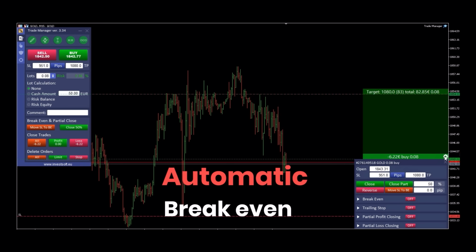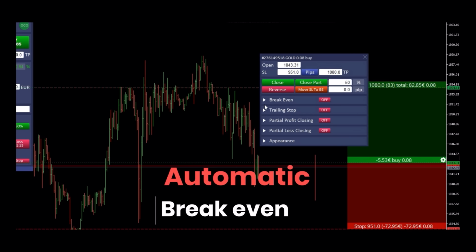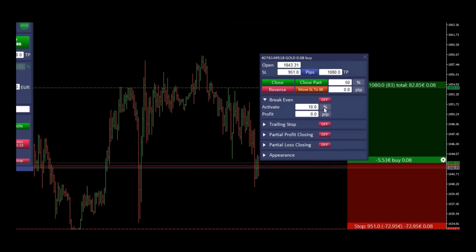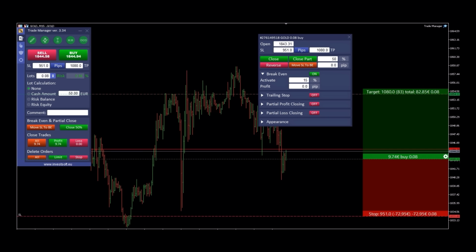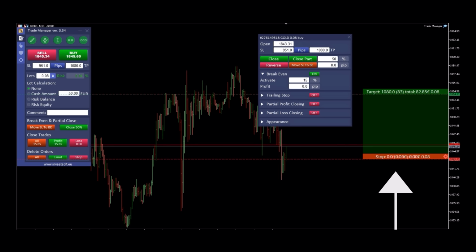Break even is a feature that aims to reduce the risk to zero for trades that start earning. To use this function, simply specify the activation level of the function and the profit protection level. When the price reaches the defined level, the program will automatically move the stop loss to the break-even level.